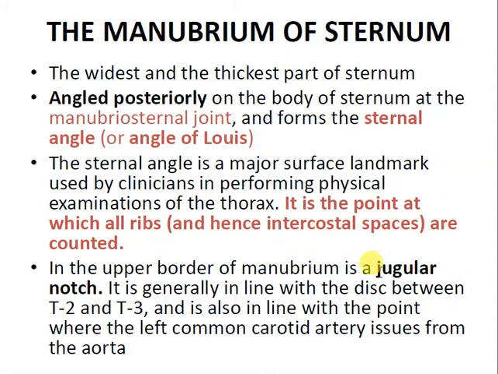In the upper border of the manubrium is the jugular notch. It is generally in line with the disc between T2 and T3. Jugular notch lying in line with the disc T2 and T3, and is also in line with the point where the left common carotid artery issues from the aorta. Left common carotid artery, yani inatoka kwenye aorta, inajitenga. So tunachokisema ni kwamba about the jugular notch, unaona jugular notch imeanzia wapi? At the boundary of T2 and T3. That means ribs zinakuwa zinashuka. Kule zimeanzia T1, huku zinakuja kujoin somewhere at a point ambayo iko chini yake.